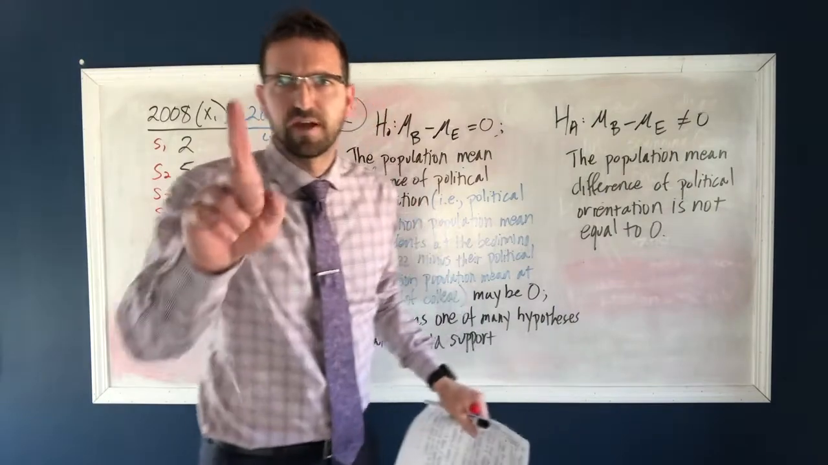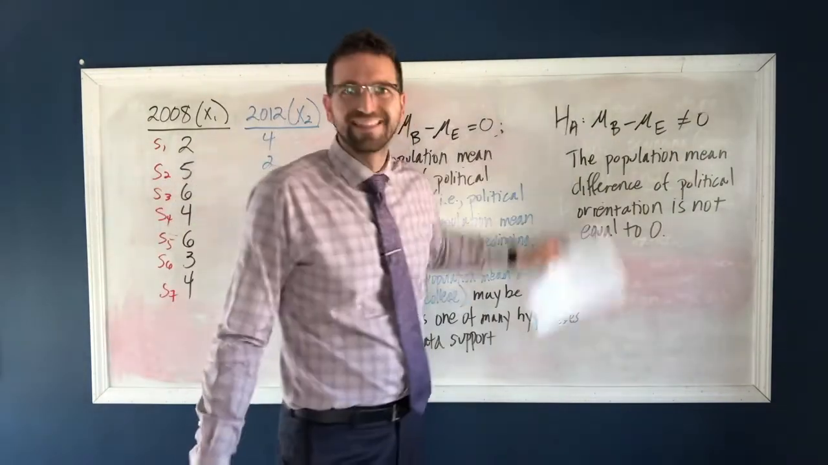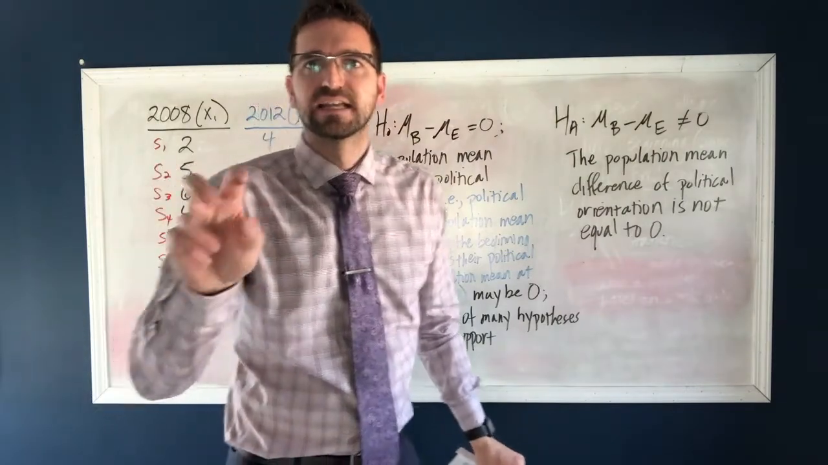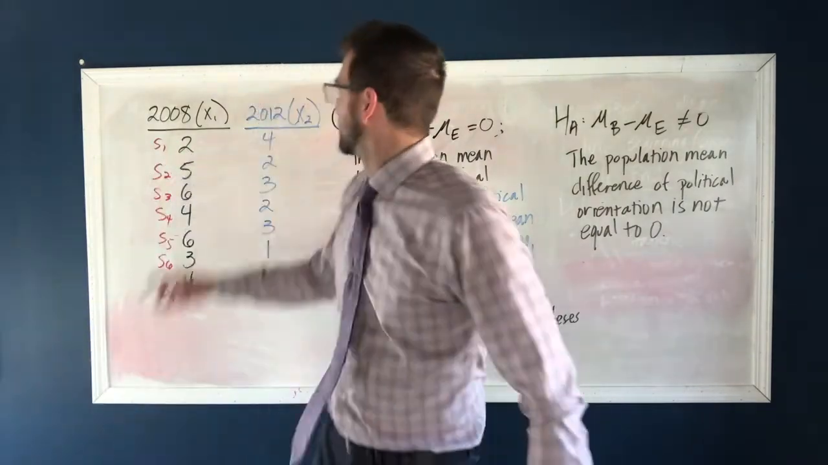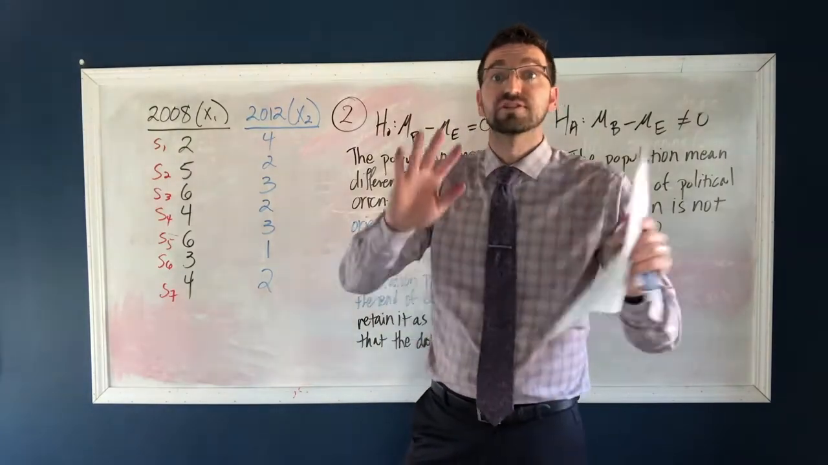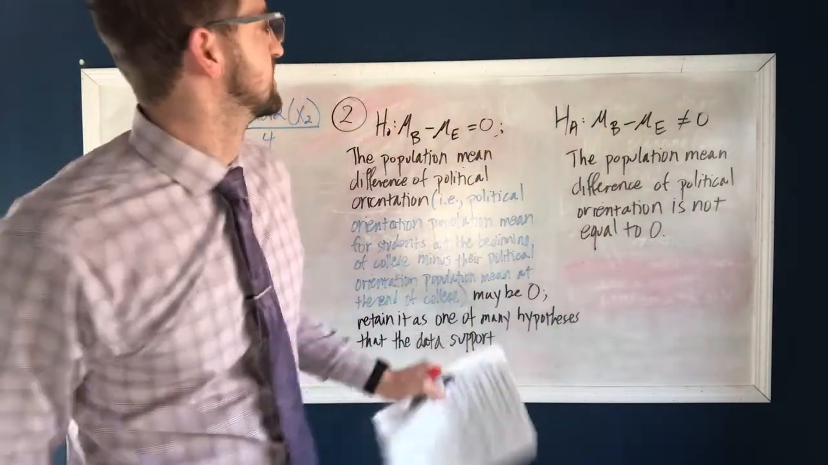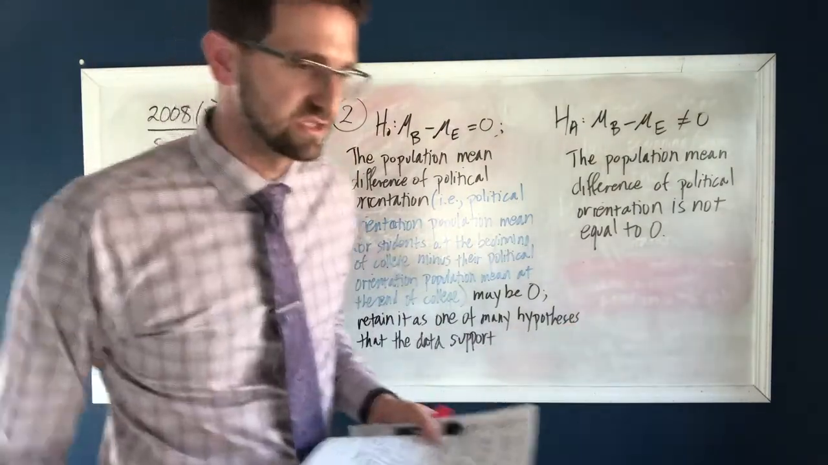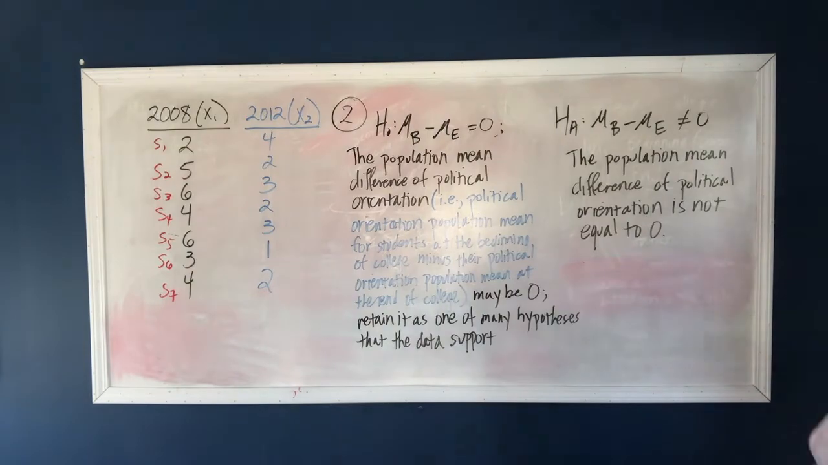Going back to the alternative hypothesis for a second. This is saying that political orientation is significantly different between the start and the end of college, meaning on average there's some change. The null hypothesis is saying that political orientation does not change. Okay, take a look at those. I need to erase them.